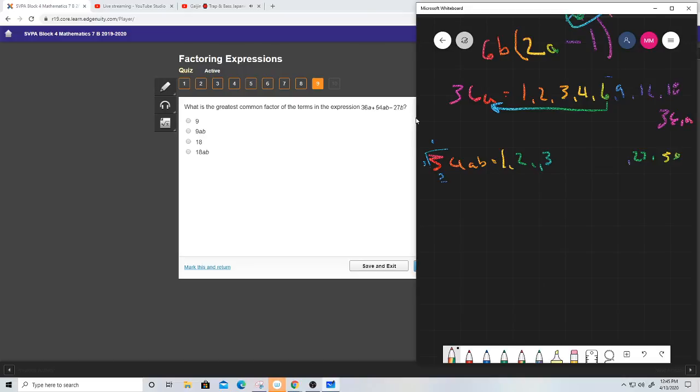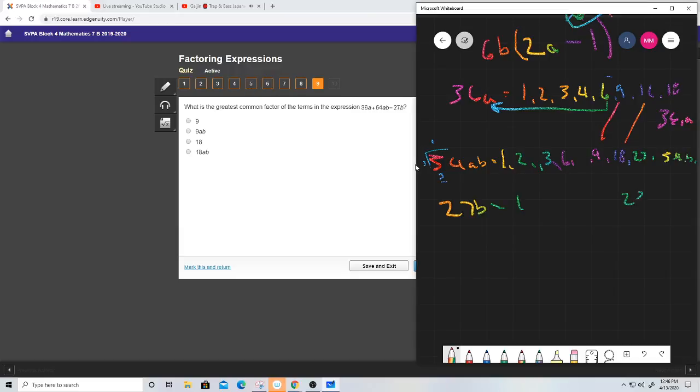4 does not work, 5 doesn't work, 6 definitely works with 9, and 7 and 8 work? 7 times, no, nope. So 7 and 8 don't work, so we're done. So already we see that 9 and 18, that's not an option, so we gotta go to the last one, unfortunately. And 27B. Oh, don't forget the AB here, but we don't need them.